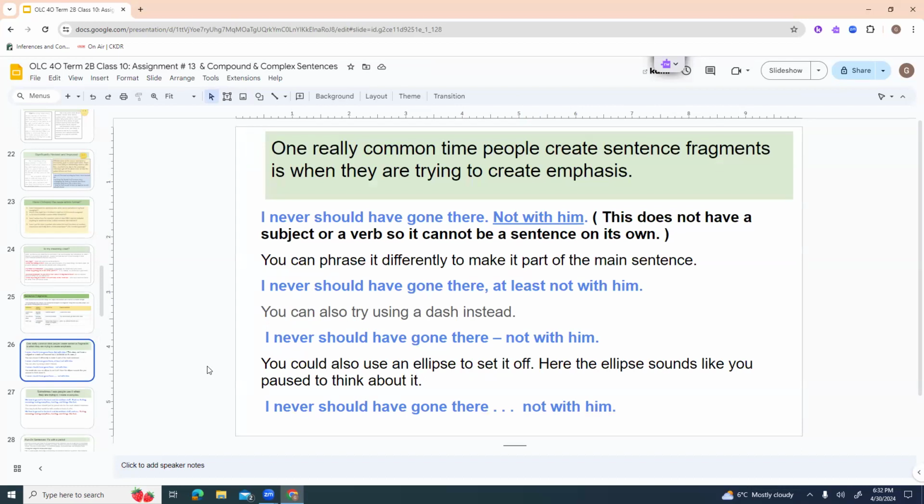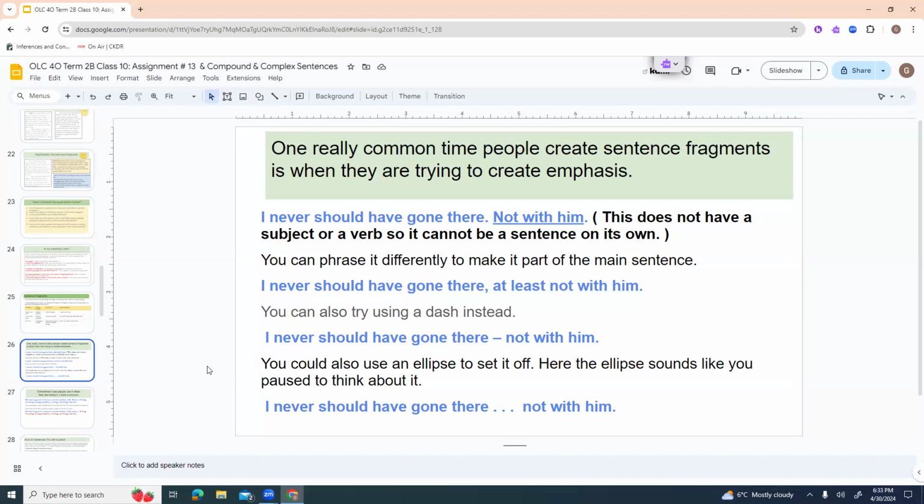One really common time that people create sentence fragments is when they're trying to create emphasis. And the tricky thing is this happens all the time in novels and when we use Messenger. But in academic writing, we don't use incomplete sentences to create emphasis. So here's an example: "I never should have gone there. Not with him." "Not with him," although it's very emphatic, does not have a subject and does not have a verb, so it cannot be a sentence on its own. You can phrase it differently and make it part of the main sentence, like, "I never should have gone there, at least not with him."